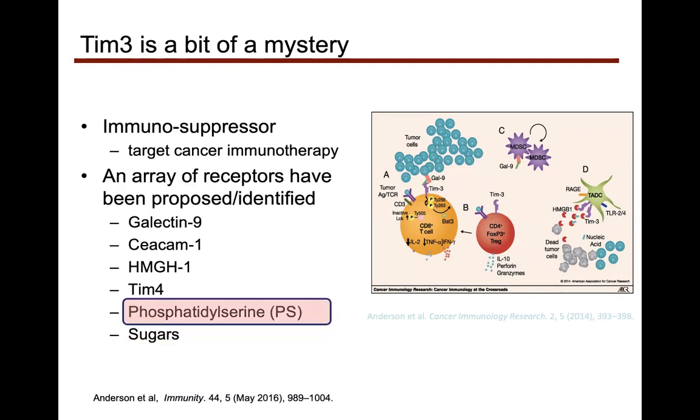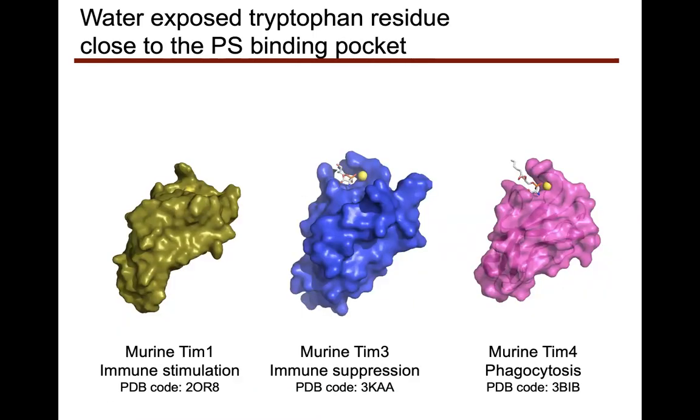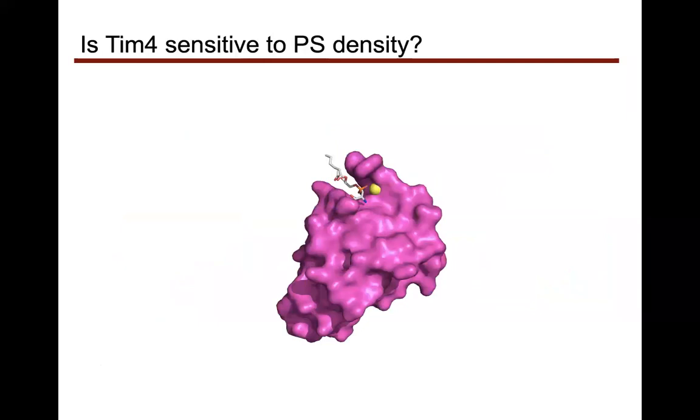TIM3 interacts with an array of receptors, and a list of ligands has been identified, including PS, which is highlighted here. So we'll just focus on PS. Just to remind you, all of these have a single binding pocket, and in the binding pocket there is also a tryptophan. As you can clearly see in the TIM1 case, in the crystal structure the binding domain is actually closed, and that becomes important later on in the talk. And you see that in TIM3 and TIM4.